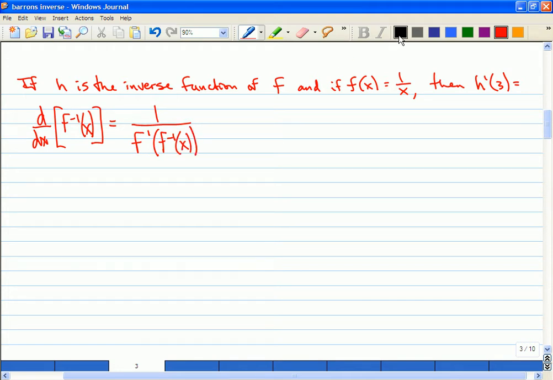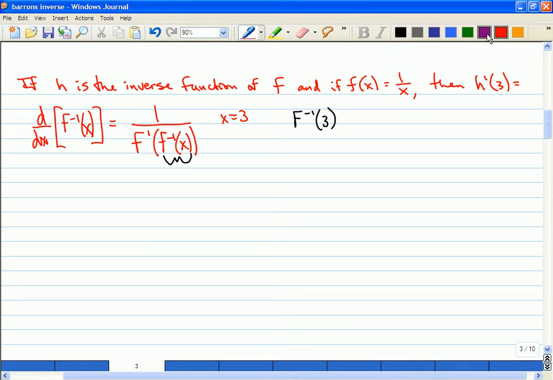So the first thing I need to do before I can figure this out is I have to work on this inside function here. And it's looking for it when x equals 3. So that's my first job: what is the inverse at 3? But of course I can't find the inverse of 3 without doing a little bit of algebra.